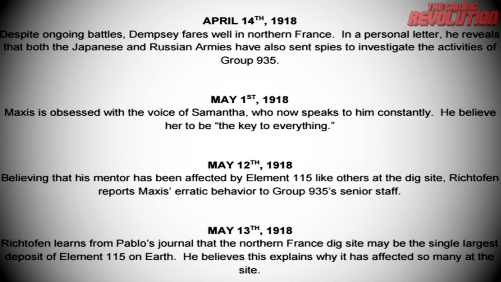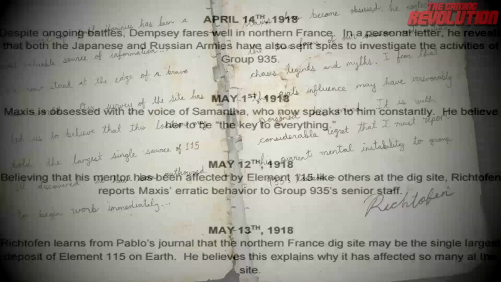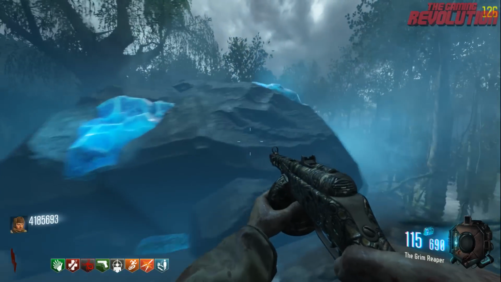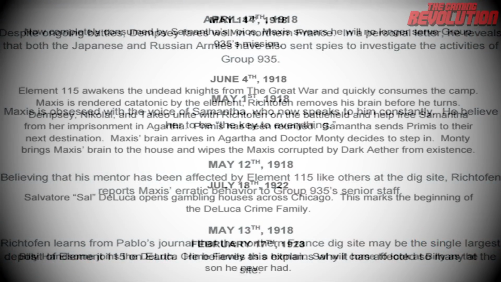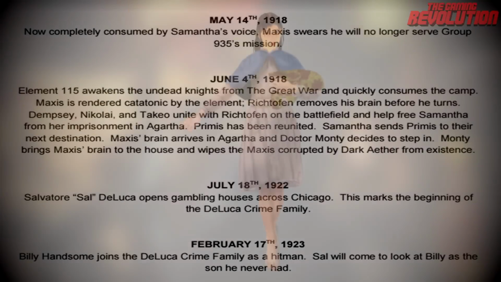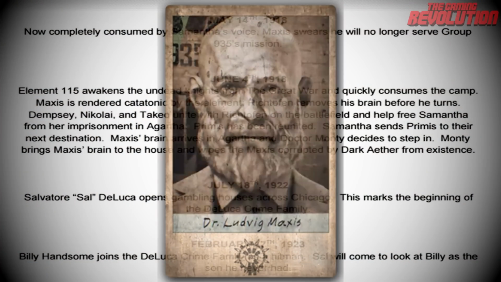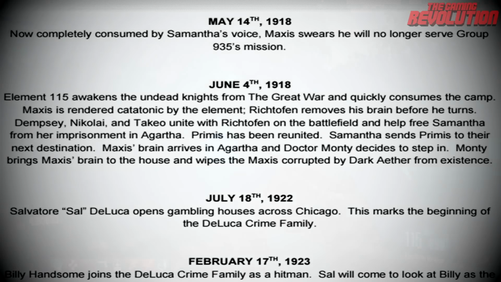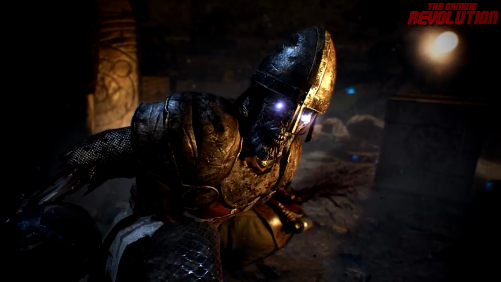On May the 13th, 1918, Richtofen learns from Pablo's journal that the northern France dig site may be the single largest deposit of Element 115 on Earth. He believes this explains why it has affected so many at the site. On May the 14th, 1918, now completely consumed by Samantha's voice, Maxis swears he will no longer serve Group 935's mission.